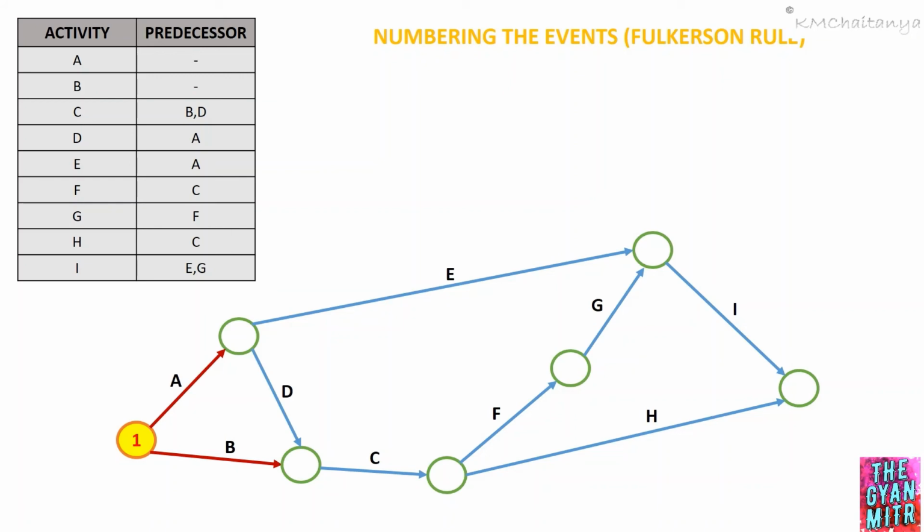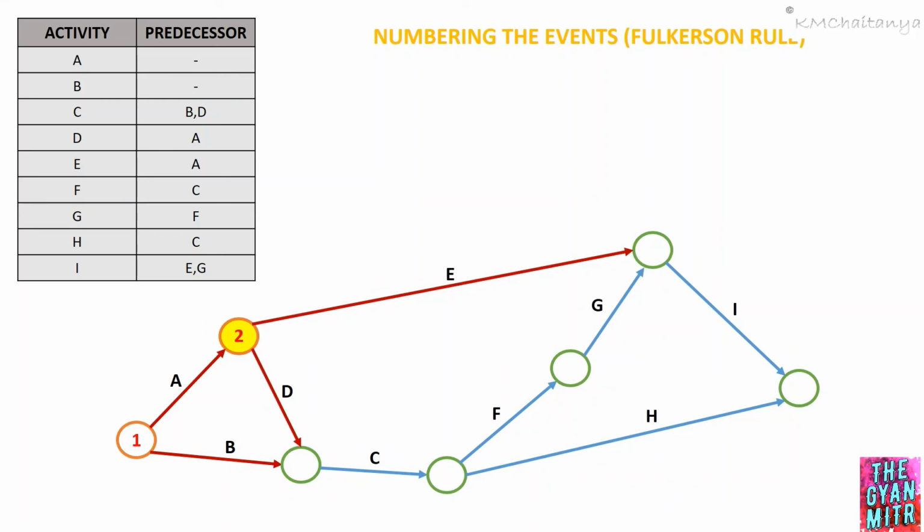Therefore, I cannot number the event which is after activity B, whereas I can number the event after activity A, since there is only one incoming activity and that incoming activity has been traced. Therefore, I will mark the event after activity A as event number 2. Now, from event 1, I will move on to event number 2. From event number 2, I have two activities that are starting, that is activity D and activity E.